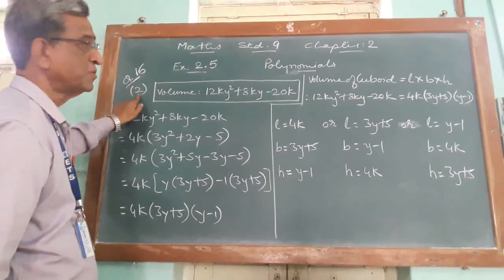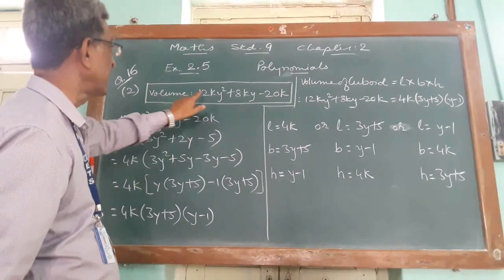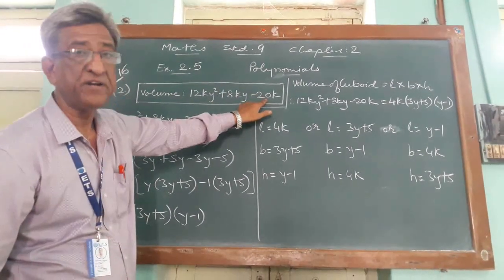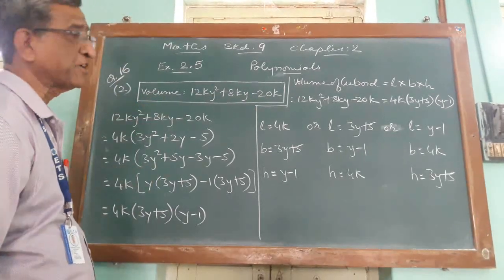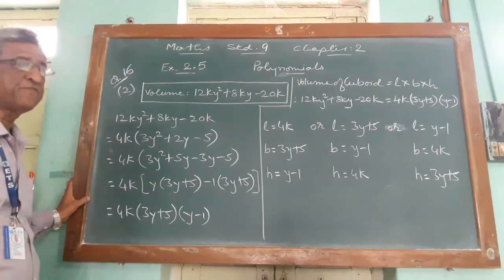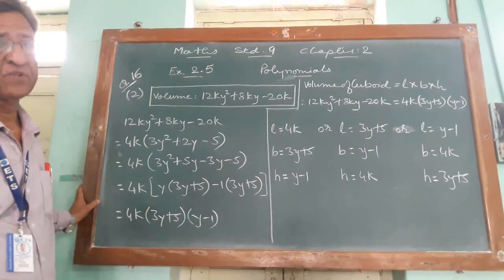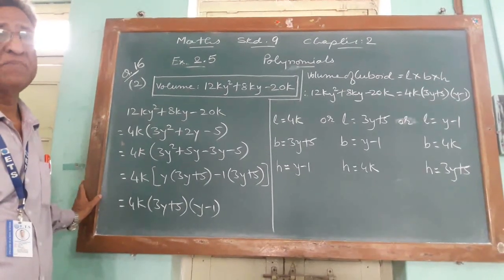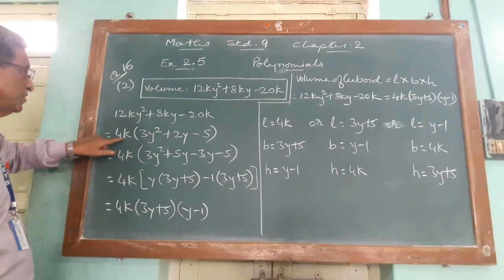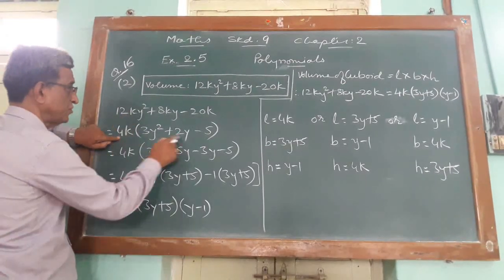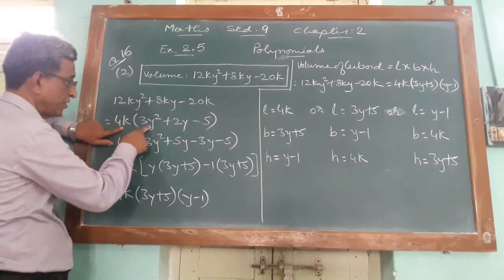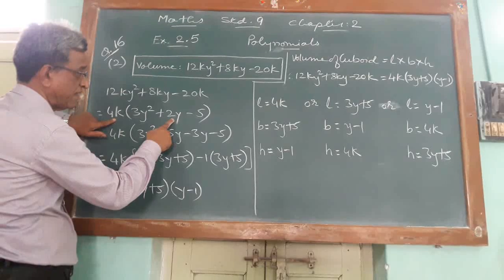Question 2. Same method. Here volume is given: 12ky square plus 8ky minus 20k. So factorize it. You have to factorize this trinomial. First of all, see what you can take out common from all three terms. I have taken out 4k. Inside: 4 3s are 12, 4 2s are 8, 4 5s are 20. So 4k into bracket 3y square plus 2y minus 5.